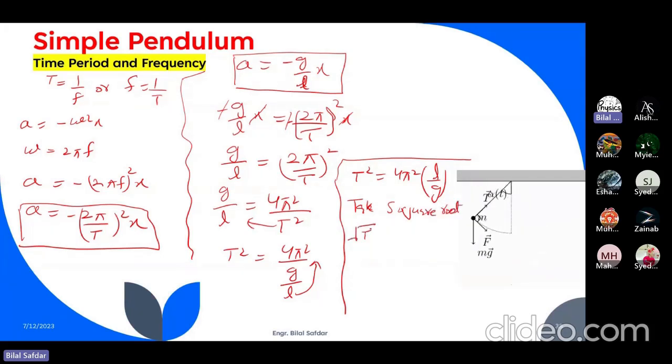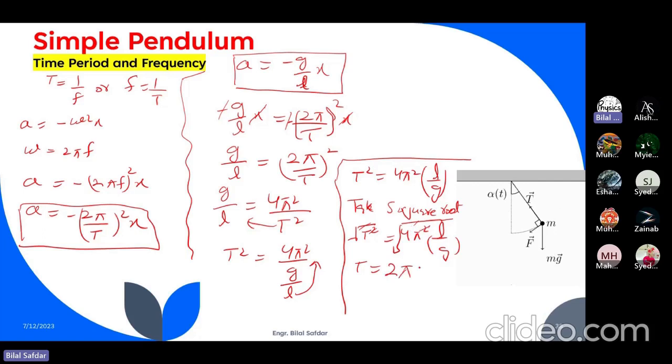On both sides, T squared equals 4 pi squared L over g, and we have to cancel the square root with the square. T is equal to the square root of 4, that is 2. The square root of pi squared cancels, that is pi, and the remaining terms stay in the square root, that gives us T equals 2 pi square root of L over g. Any confusion till this time?